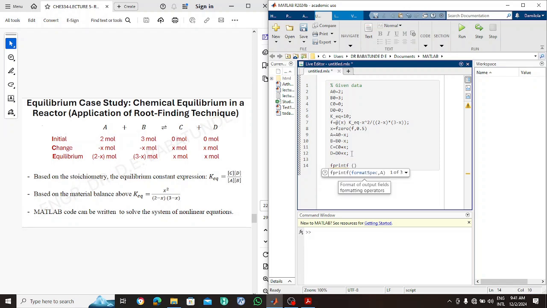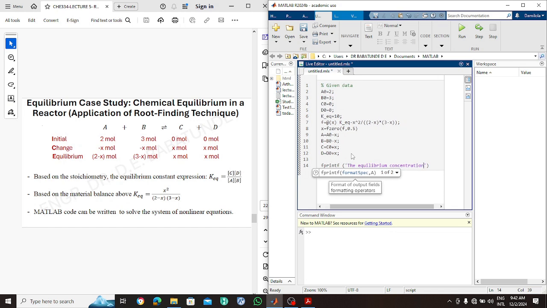So let's say the equilibrium concentrations of A. So let me put a placeholder.